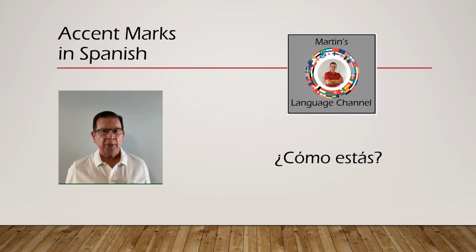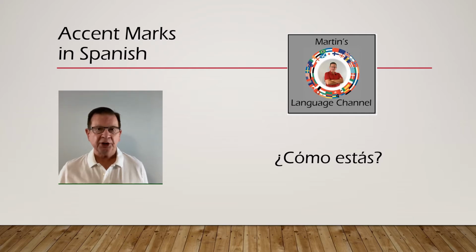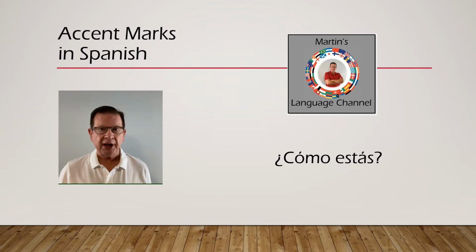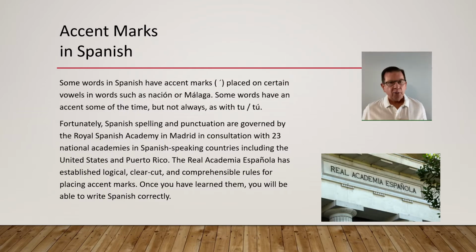Today we're going to talk about accent marks used in Spanish punctuation, what they mean, how they're used, and how to understand them. Some words in Spanish have accent marks placed on certain vowels in words such as nación or Málaga. Some words have an accent some of the time, but not always, as with tu and tú.